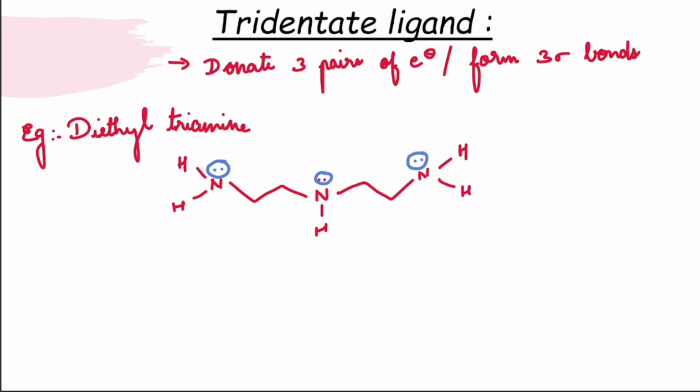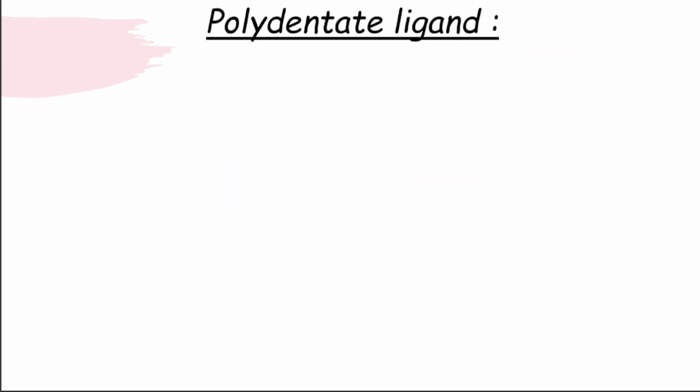Okay. Now let's see what is the polydentate ligand. So polydentate ligands are the ligands which donate many lone pairs of electrons. Okay. So the ligand which donates many lone pairs of electrons, that is known as polydentate ligand, because if it donates more than two, it comes under the polydentate ligand.